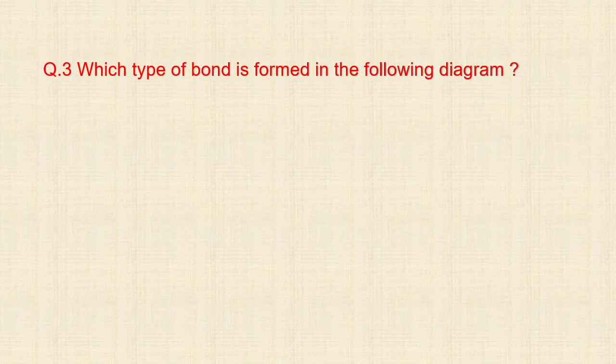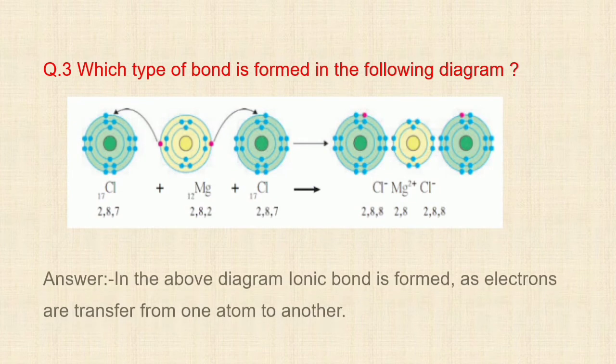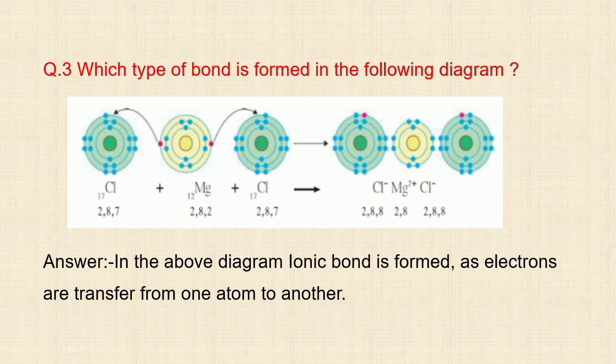Question number 3: Which type of bond is formed in the following diagram? Here the diagram is given and the answer is, in the above diagram, ionic bond is formed as electrons are transferred from one atom to another atom. In the diagram, we can observe magnesium transfers its valency electrons to chlorine and forms ions of chlorine and magnesium and forms the ionic bond.